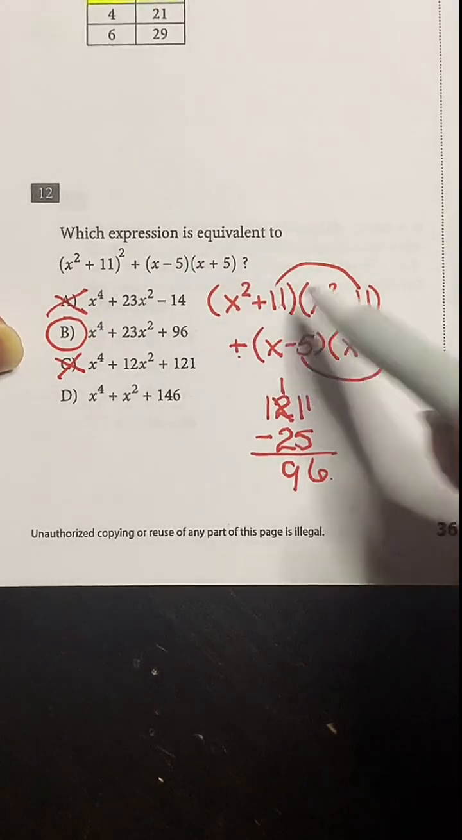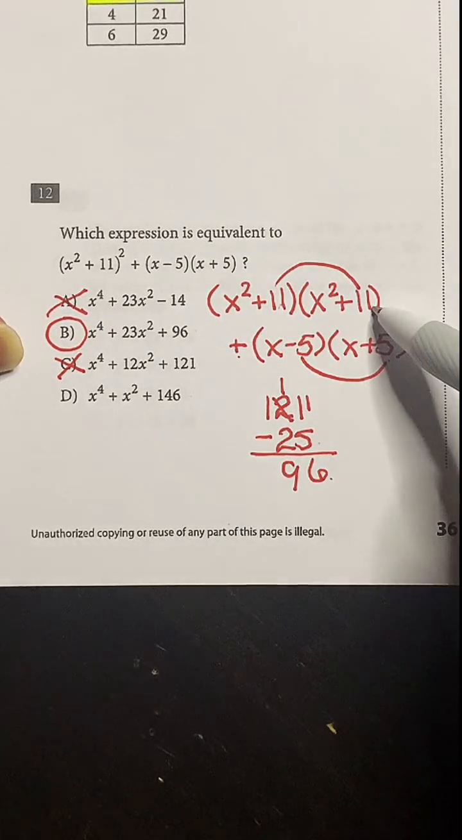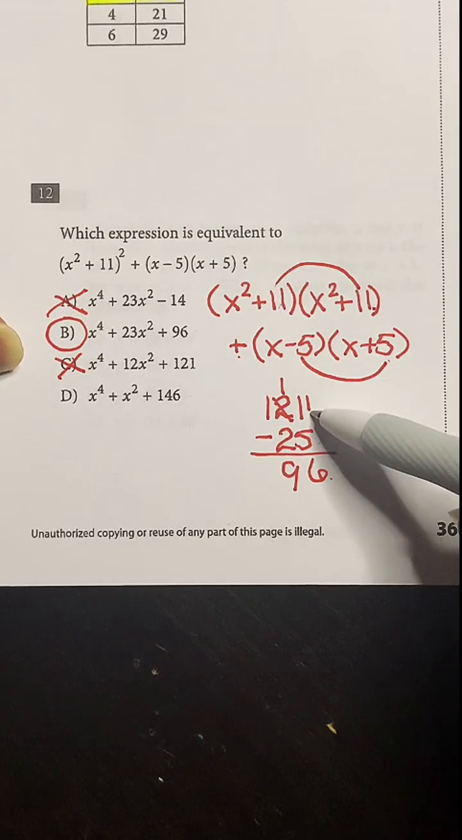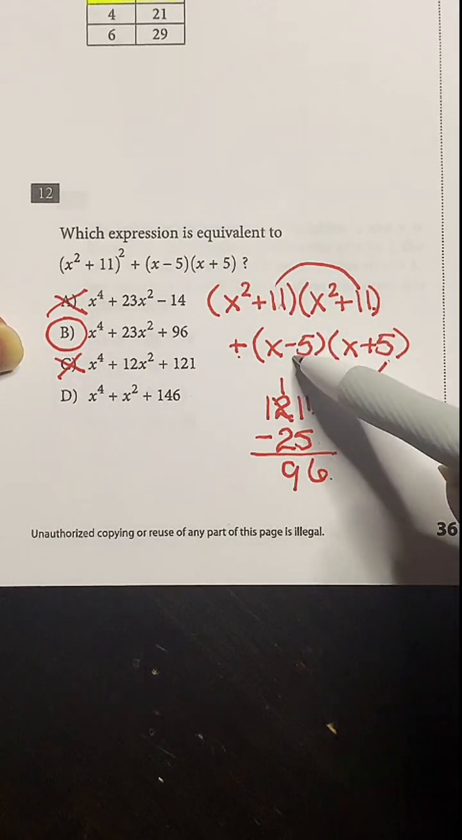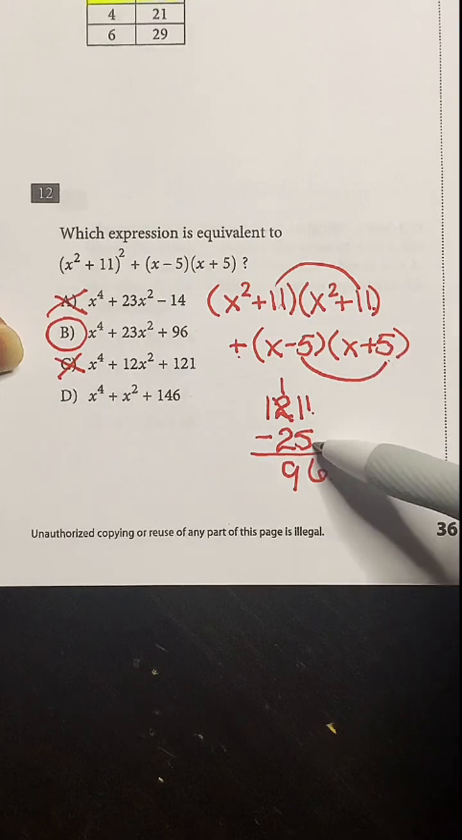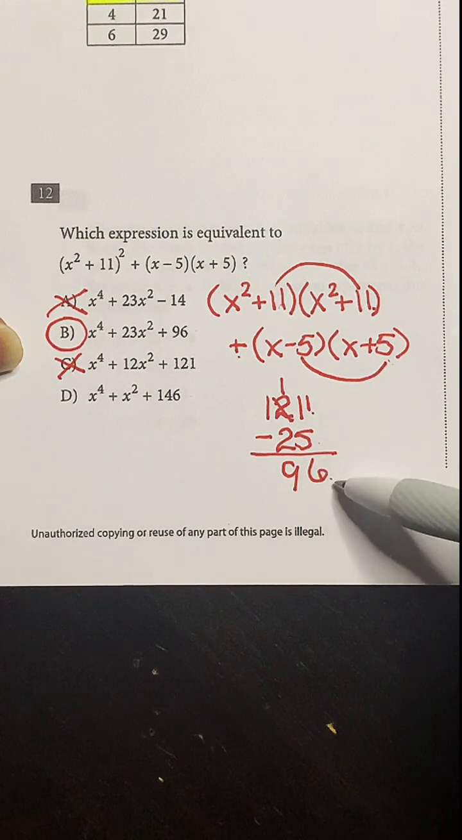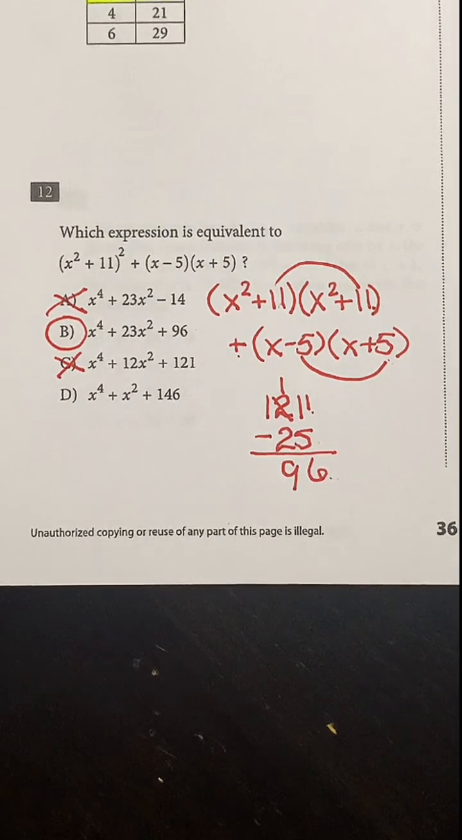Okay. 11 times 11 gives me 121. It's a perfect square. And the same happens with the 5 and the 5, but one's negative and one's positive. So that means my answer is going to be negative. And then I just combine the two. That's where the 96 comes from.